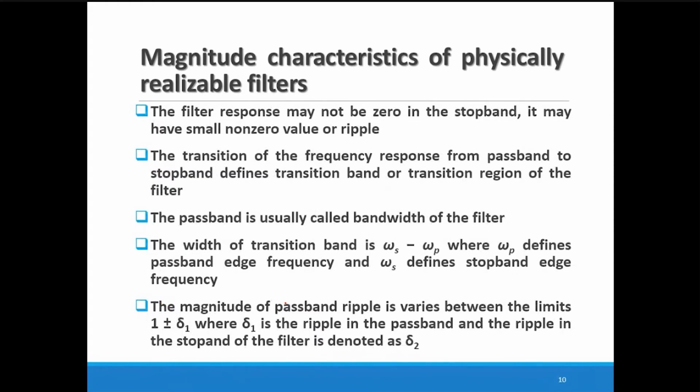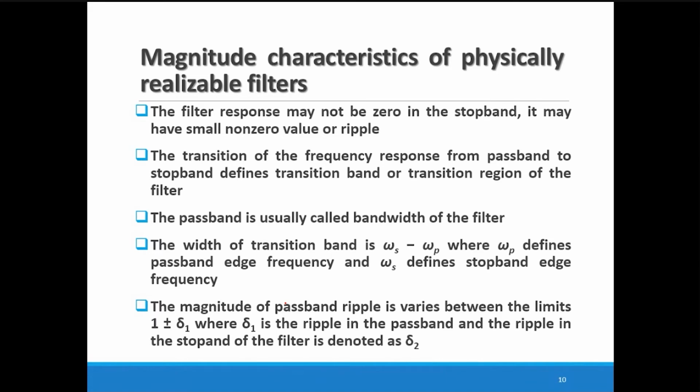Whatever we have discussed, I am repeating these points. The filter response may not be 0 in the stop band. It may have small non-zero values or ripples. These are known as stop band ripples. The transition of the frequency response from pass band to stop band defines the transition band or transition region of the filter.